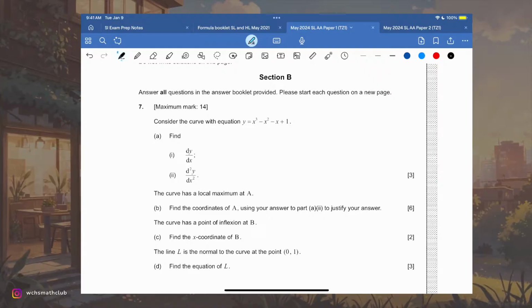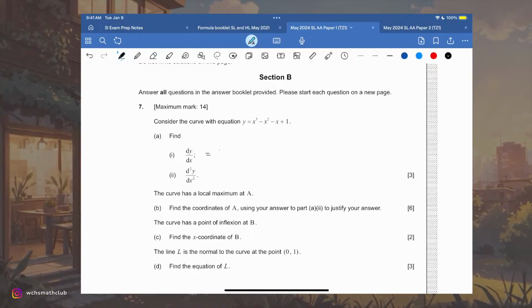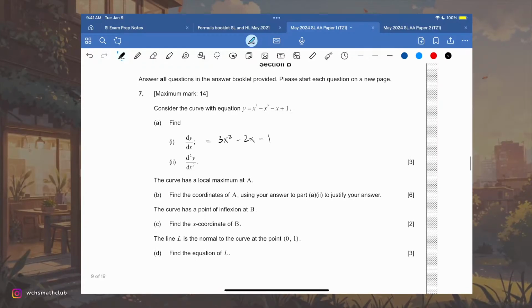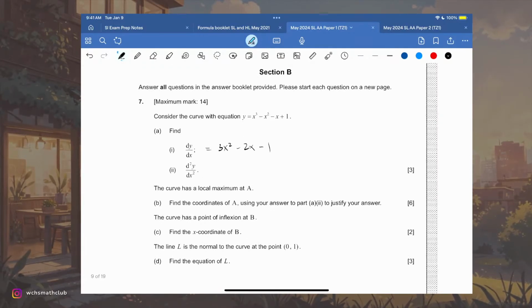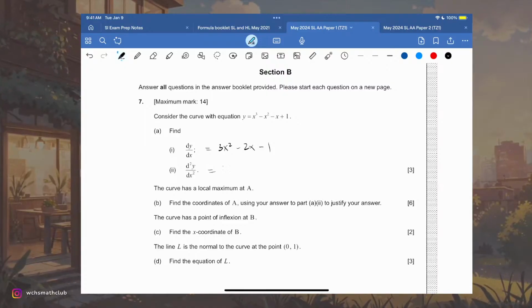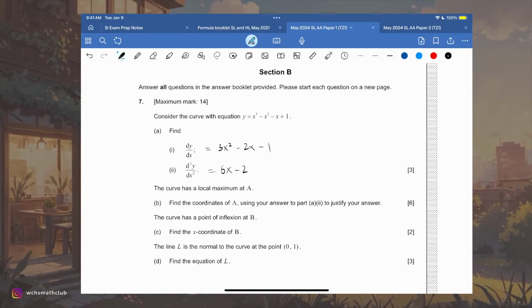Basically, differentiate this equation y once, which will give us 3x squared minus 2x minus 1, because you bring the exponent down and then you subtract 1 from the exponent. So now you want to find the second derivative for part I, which basically means you can differentiate the first derivative again. This gives us 6x minus 2. And that's it for part A.